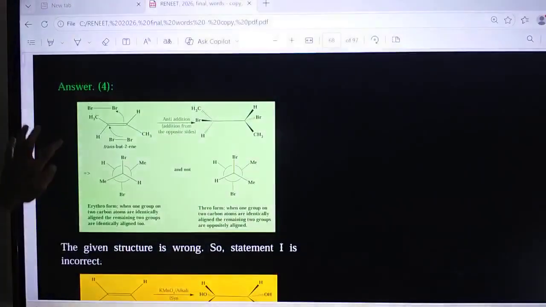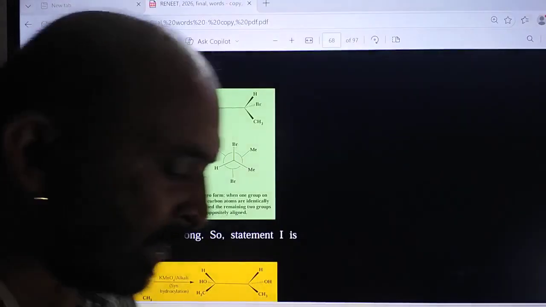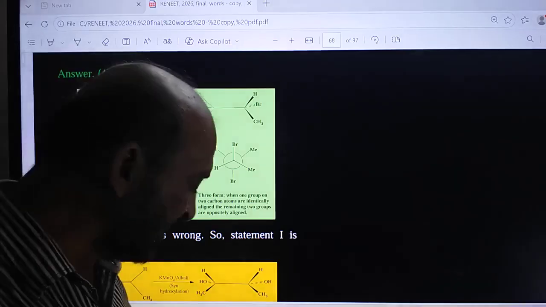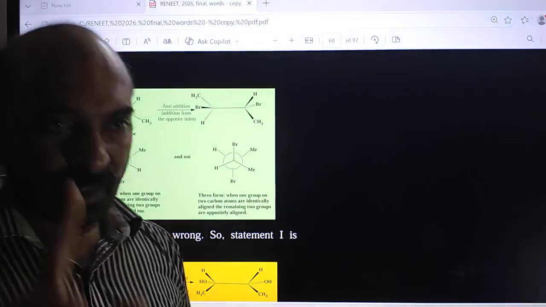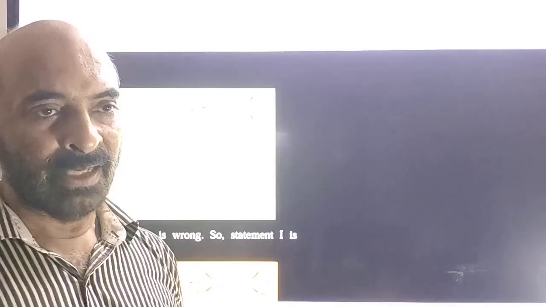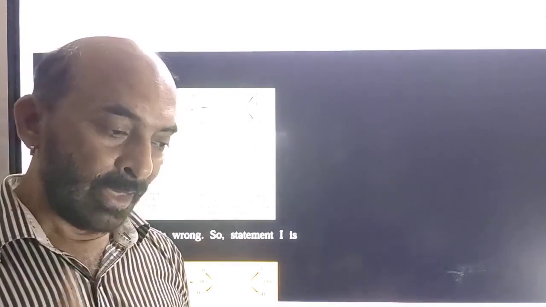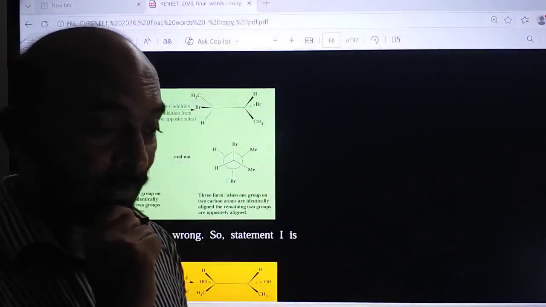Now, what is the first case here? Trans-but-2-ene, where bromine is added in CCl4 medium. So the addition is anti. Trans with anti: negative into negative is positive. We have studied that we are supposed to get erythro, all the three groups identically aligned. We will check whether the given product has the erythro structure.